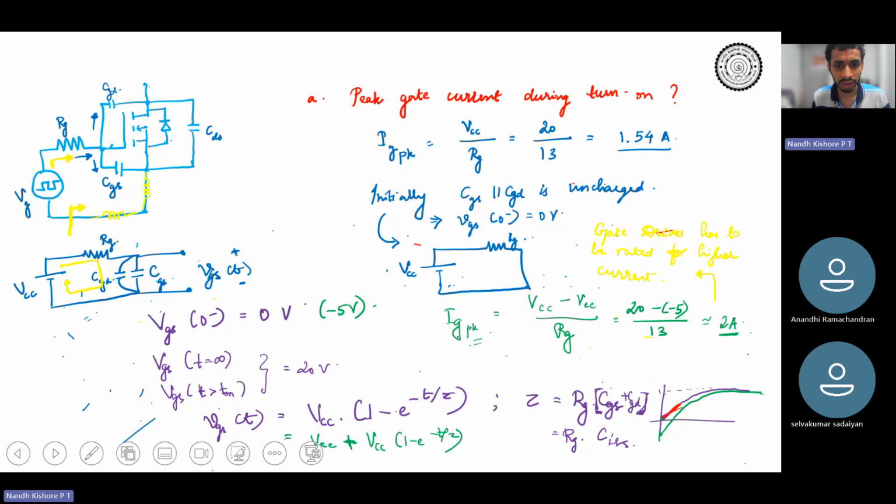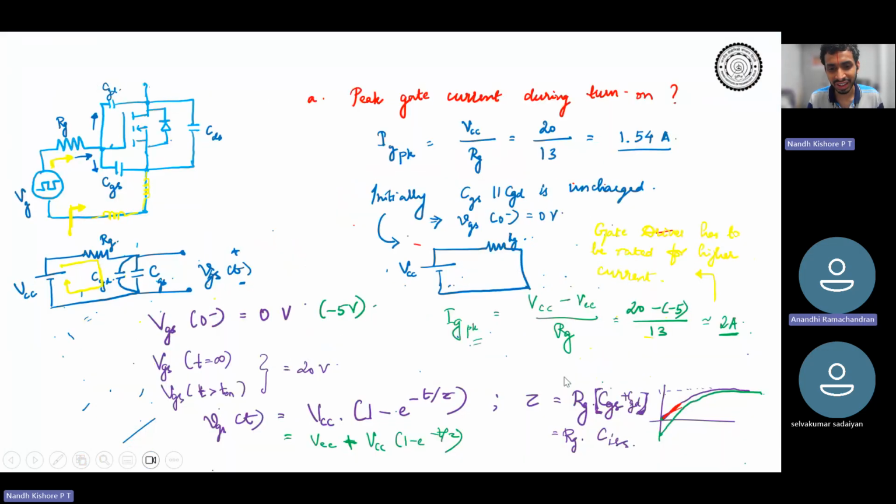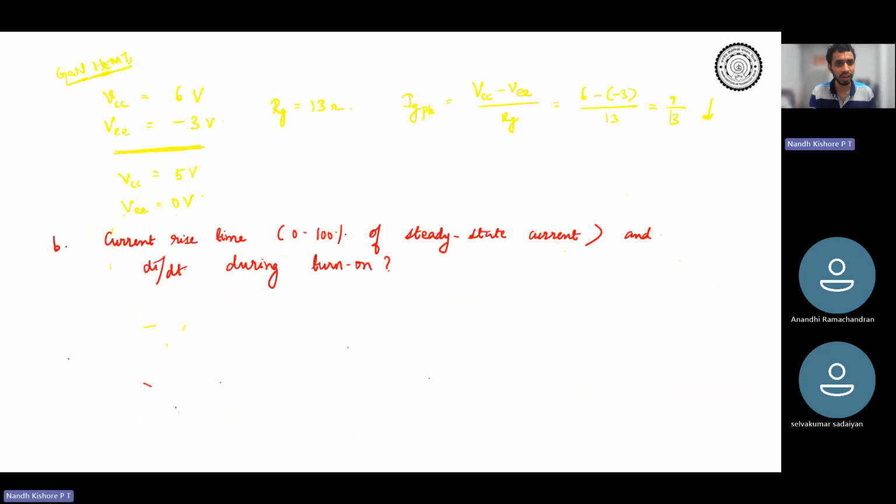Okay, is this fine? Yes, sir. So are you able to follow this, or are you making any notes or just seeing it? Yeah, I'm taking notes on it. Okay, great. Because numerical problems, it's better to take notes now. It's better to revisit later. Okay, so we will just move ahead to the next question.